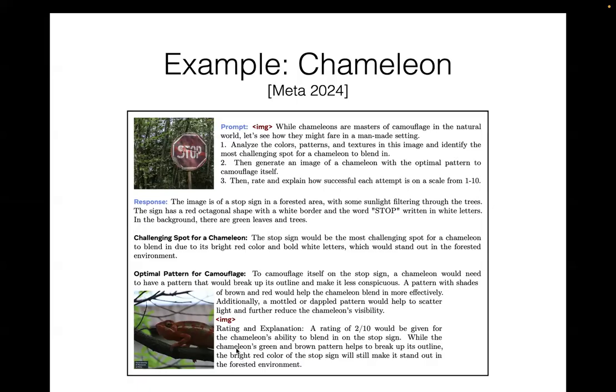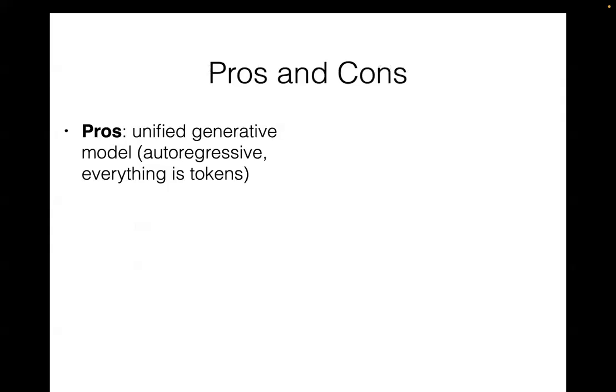Okay, so in some sense they did, in some form, achieve the goal that we talked about at the start of the lecture, which is to have a model that could both input and output both of these modalities. Now, what are some of the trade-offs with this? Again, the pro is that in some sense we've unified everything. Everything is just this autoregressive model and everything is tokens.